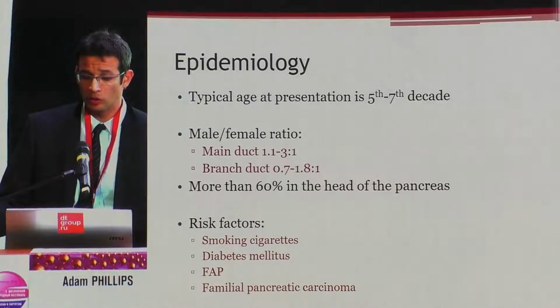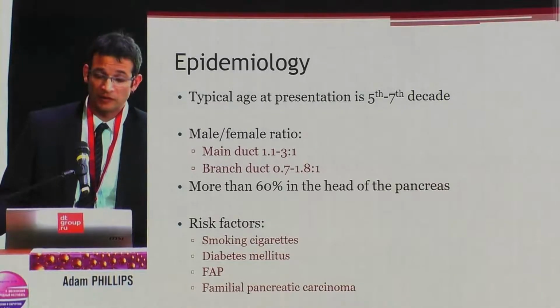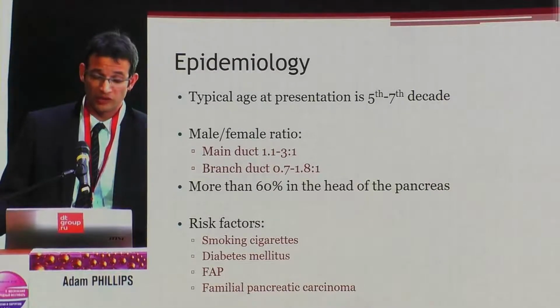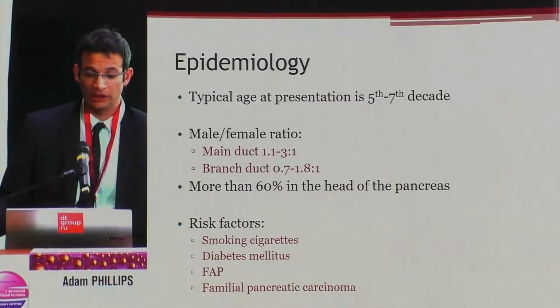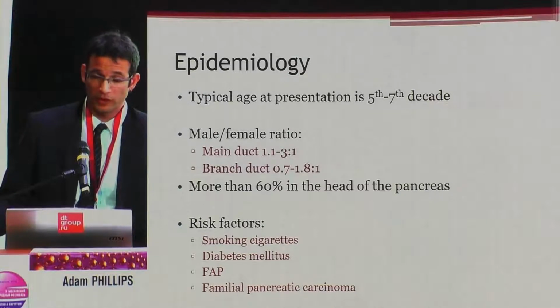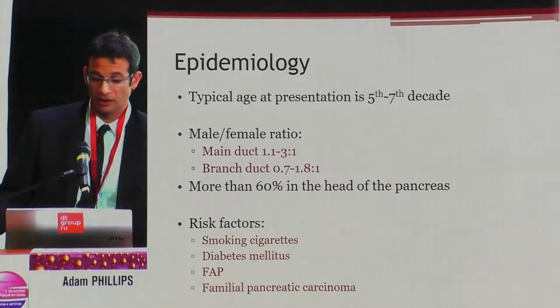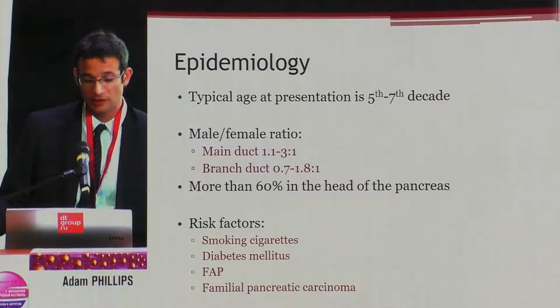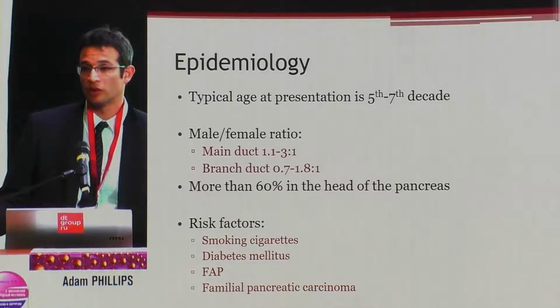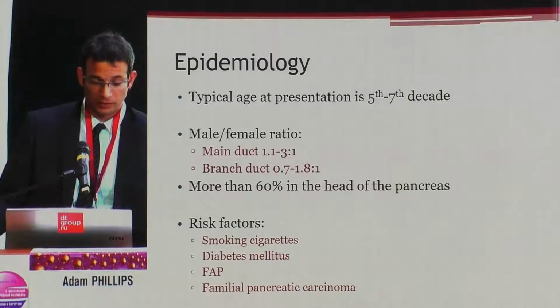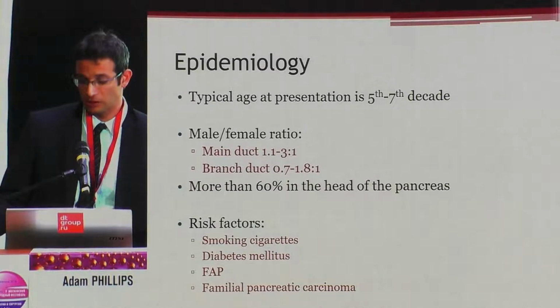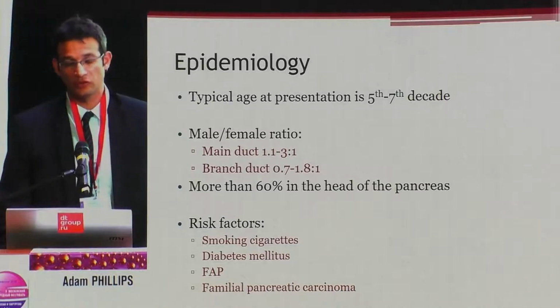What about epidemiology? What do we know about IPMNs? The typical age of presentation is about the 5th to 7th decade. The male to female ratio is about the same, although it is a little bit higher in men. Most of the IPMNs are in the head and the uncinate process, and we know about risk factors. We know about smoking, diabetes mellitus, FAP, Peutz-Jeghers syndrome, and familial pancreatic carcinoma is also a risk factor for IPMN.